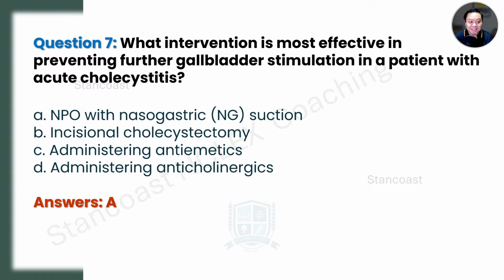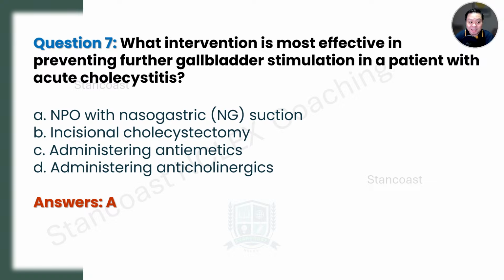If you selected letter B, incisional cholecystectomy, that's the incisional cholecystectomy, which is basically the traditional type of surgical procedure. This removes the gallbladder, but does not directly address the stimulation during the acute phase. So we really need to allow the gallbladder to rest first. Okay. Now, what about letter C, administering antiemetics? These medications can control the nausea, the vomiting, but these will not prevent the stimulation of the gallbladder.